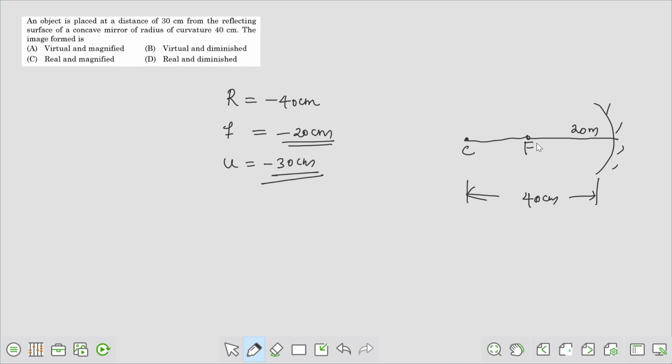So the object is placed at 30 centimeters, so it is between F and C. When the object is placed between C and F, where will you get the image? Absolutely, you will get the image beyond C. So beyond C, what is the nature of the image? It will be real and inverted, and it will be magnified, or we can say enlarged. So what is the option? Virtual magnified, virtual diminished, real magnified. So option C.